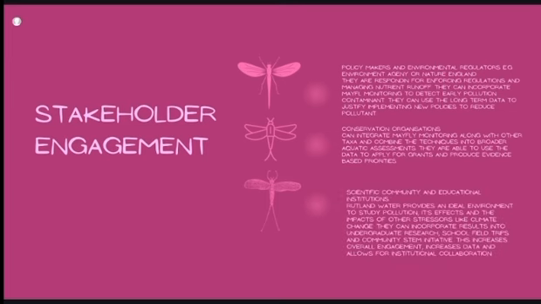Stakeholder engagement. Policymakers and environmental regulators, such as the Environment Agency or Natural England, are responsible for enforcing regulations and managing nutrient runoff. They can incorporate mayfly monitoring to detect early pollution and contaminants. They can use the long-term data to justify implementing new policies to reduce pollution. Conservation organisations can integrate mayfly monitoring along with other taxa and combine the techniques into broader aquatic assessments. They are able to use the data to apply for grants and produce evidence-based priorities.